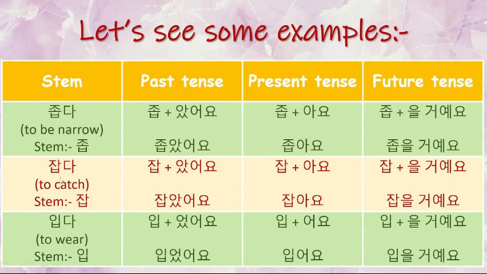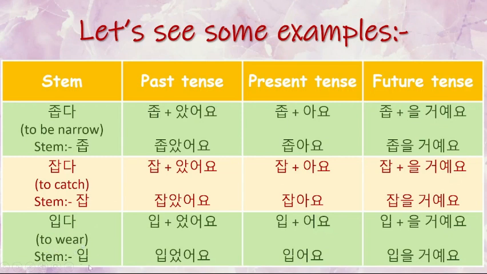Okay. Next is 잡다, which means to catch. Stem is 잡, but it follows the regular conjugation rule. So in past tense it will be 잡았어요, in present tense 잡아요, and in future tense 잡을 거예요. Right?